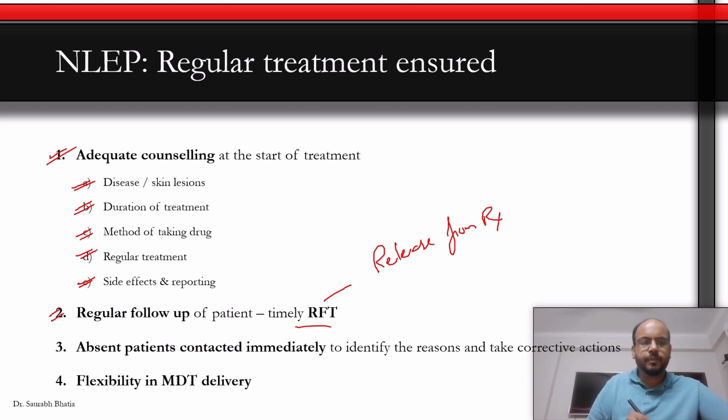Okay. If the patient is absent or not able to take treatment for any reason whatsoever, they need to be contacted immediately to identify reasons, and then corrective measures have to be taken quickly. For example, if a patient cannot come and they might come 2 or 3 days afterwards, you have to make sure that they get their drug. If they're not able to get drugs properly, maybe contact the regional ASHA workers so that drugs can be delivered to them. There has to be flexibility in MDT delivery.